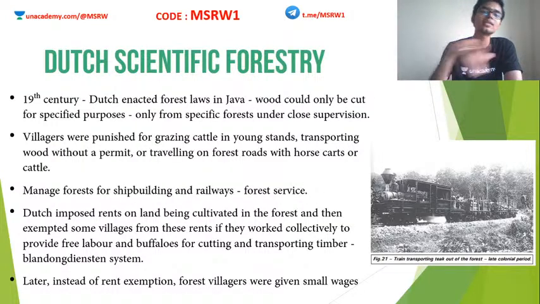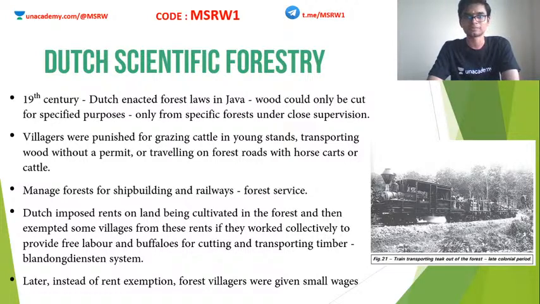Okay, now let's see what is the so-called scientific forestry as proposed by the Dutch. We already saw the scientific forestry by the British, which is absolute crap. It is nothing of scientific. It is just indiscriminate felling for commercial purposes. Now let's see what the Dutch designed. So in the 19th century, the Dutch enacted forest laws in Java. Okay, they enacted forest laws in Java just like the British did in India.